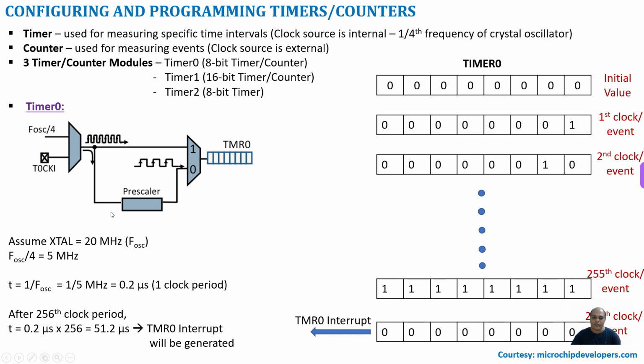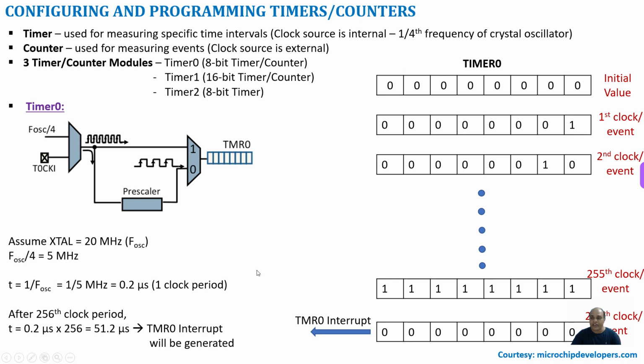So let us assume we are not going to put any values into this prescaler. So let us assume it is having 1. In that case, for each clock period 0.2 microsecond, in order for the timer 0 to overflow, I require 256 clock pulses. So I multiply 0.2 microsecond into 256, it comes about to be 51.2 microsecond. So after 51.2 microsecond, the timer 0 interrupt will be generated.